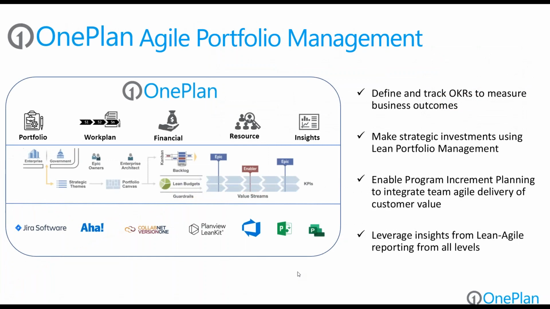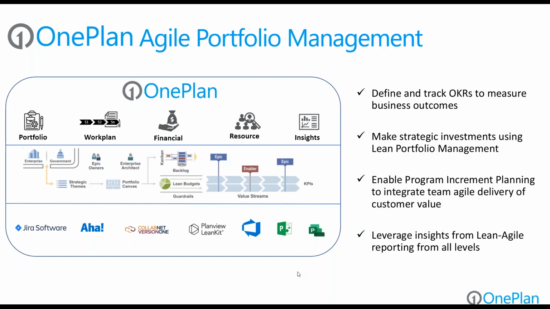So OnePlan Agile Portfolio Management supports that. And we're really going to talk about 3 different levels, which in themselves can be specific domains that you could be working on for some time. I think the beauty of OnePlan Agile Portfolio Management is that we're trying to make it simple, and we're trying to establish those connections between those 3 domains. So the first one is the definition of objectives and key results to measure business outcomes.